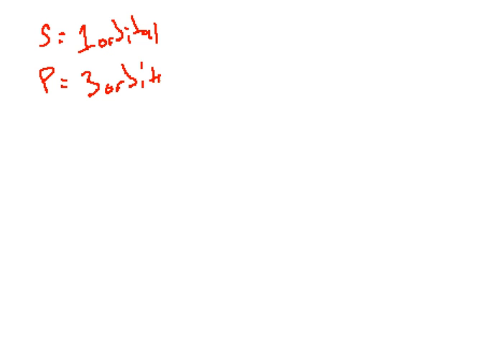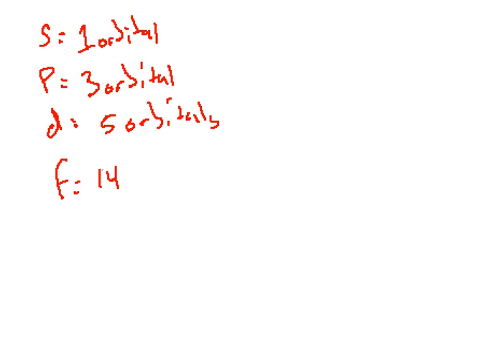Now, if you go back to some of the rules, we looked at an s sublevel has one orbital, a p sublevel has three orbitals, a d sublevel has five orbitals, and an f sublevel has 7 orbitals.